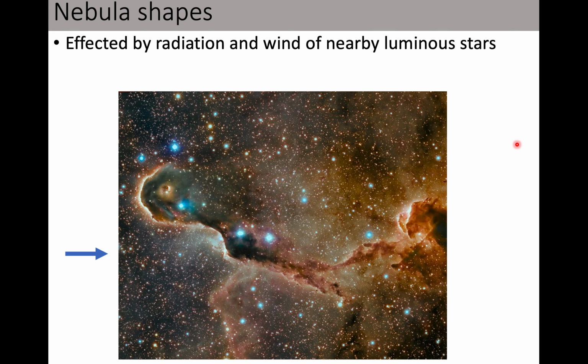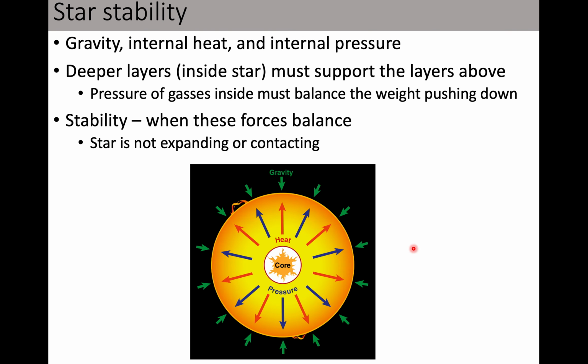Nebulae come in many different shapes, and the shape actually tells us a lot about what's going on. This is a dark nebula, and it's affected by radiation, but also wind of nearby stars. So we can see how the ISM, or the nebula, the cloud, is being affected by what's nearby based on the shape, because it will be moved around based on what's going on near it.